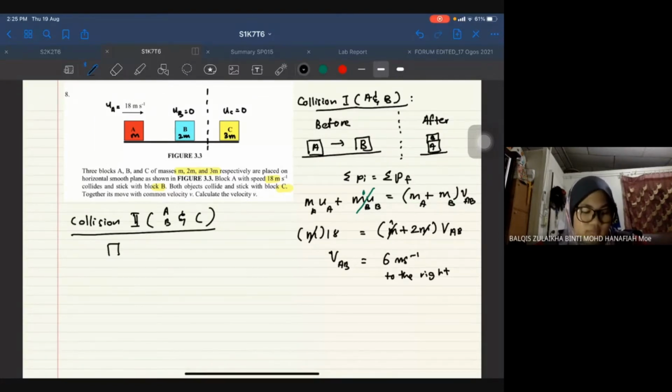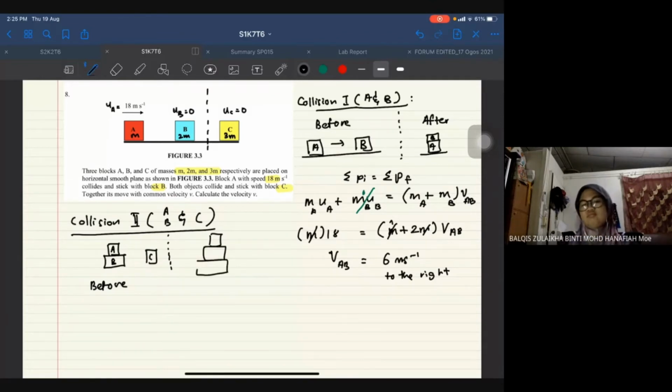So this one, A, B, is the situation before, and this is the situation after. A, B, C all stick together, so A, B, C moving at the same velocity. The key thing here is that UC is equal to 0 as well.